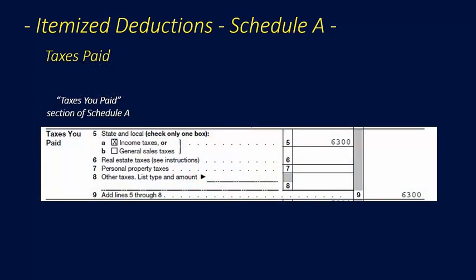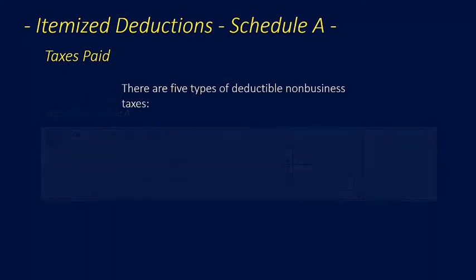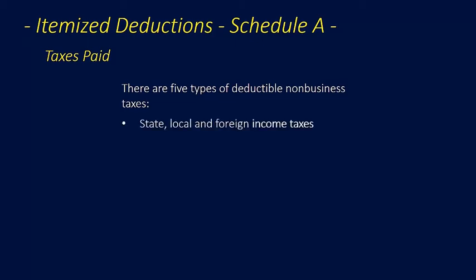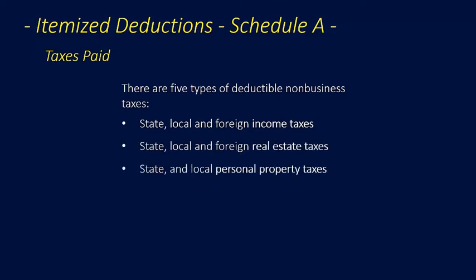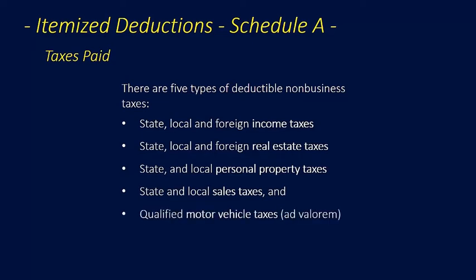Let's move on to the taxes you paid section of the Schedule A. There are 5 types of deductible non-business taxes: state, local, and foreign income taxes; state, local, and foreign real estate taxes; state and local personal property taxes; state and local sales taxes; and qualified motor vehicle taxes, which are often called ad valorem taxes.